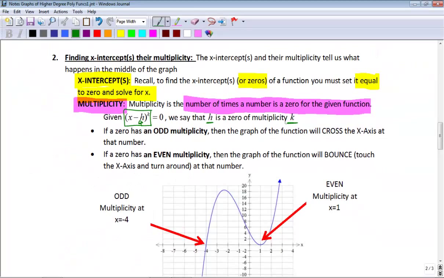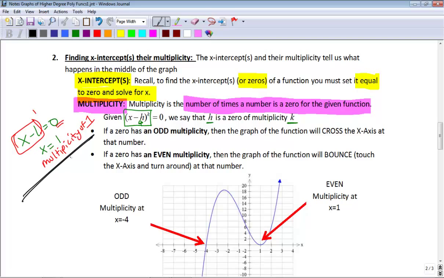Well, let's explain that a little bit as well. So let's say that I have x minus 1 is equal to 0. If I solve for x, I get that x is equal to 1. Well, what is the multiplicity of this thing? So that means how many times was this a 0? Well, is this raised to any power? No, but I could always raise it to the first power if I wanted to. So this is going to have a multiplicity of 1.